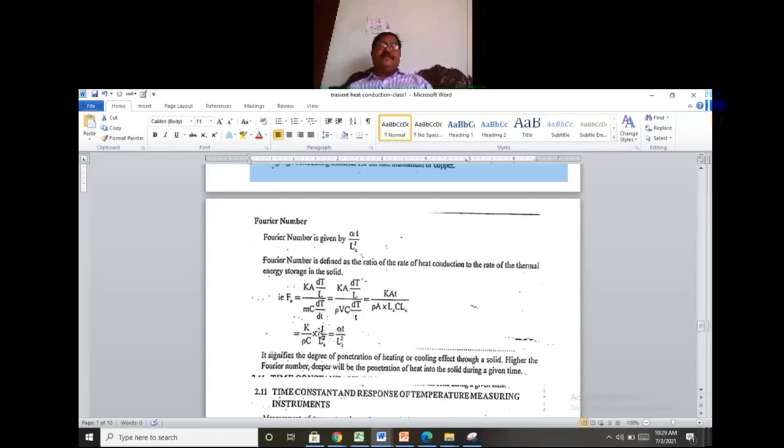This is alpha. This whole thing, k by rho Cp, is nothing but the thermal diffusivity. It signifies the degree of penetration of the heating or cooling effects through a solid. The higher the Fourier number, the deeper will be the penetration of heat into the solid during the given time. That means if the Fourier number is more, then more heat will penetrate the solid in one-dimensional transient heat conduction. If the Fourier number is less, the penetration is only at the surface.